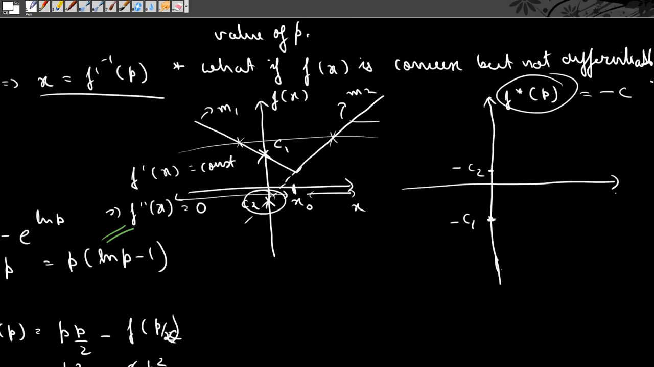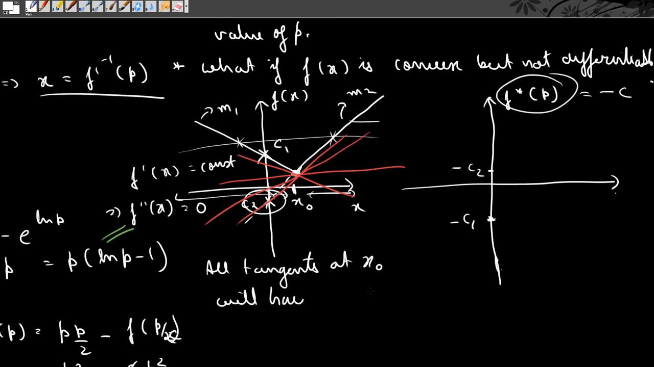Also, at this point, I can draw infinitely many tangents. One can be like this, one can be like this, one can be like this, and so on. And all the possible tangents at this point will have slopes which vary from m1 to m2. So all tangents at x naught will have m which is less than m2 but greater than m1. So, let us mark m1 and m2.